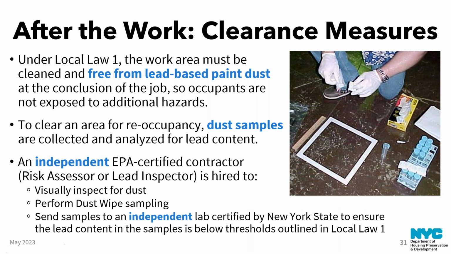Now, there's a second part of safe work practices. The first part is to make sure the work itself is done in a safe way that's not going to cause dust to spread. The second part is what we call clearance. And clearance means verifying that the work was done properly by testing surfaces in the apartment and making sure that they are free of dangerous lead dust.